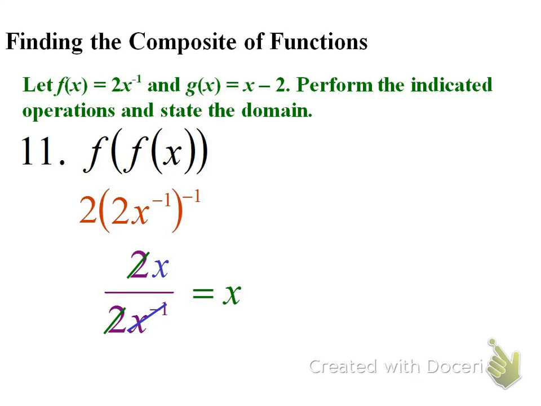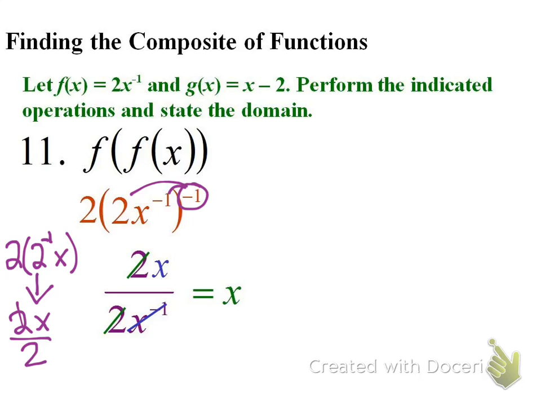Another way to simplify this would be to take everything inside the parentheses to the negative first power. So that would be 2 times 2 to the negative first times x to the positive 1, because the negative times the negative. And then you just move that one down. So then you'd have 2x over 2, and then those would cancel. So there's multiple ways to simplify this, depending on how you want to handle those exponents. But you do end up with just an x.